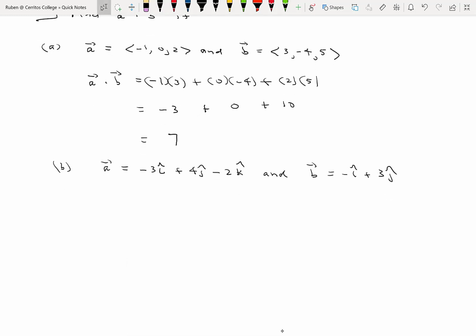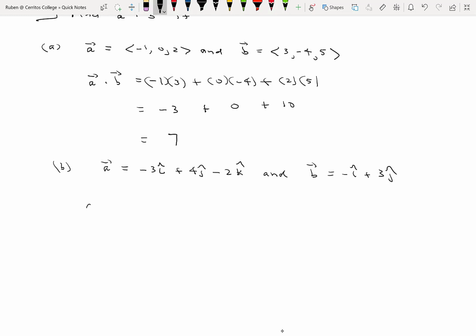Okay, well, where's the third component of B? It's there. It's 0k. So the vectors A and B are both in 3-space. By the way, in order to find the dot product of two vectors, the vectors have to come from the same space. So you can't dot a vector from R3 with a vector from R2. Makes no sense.